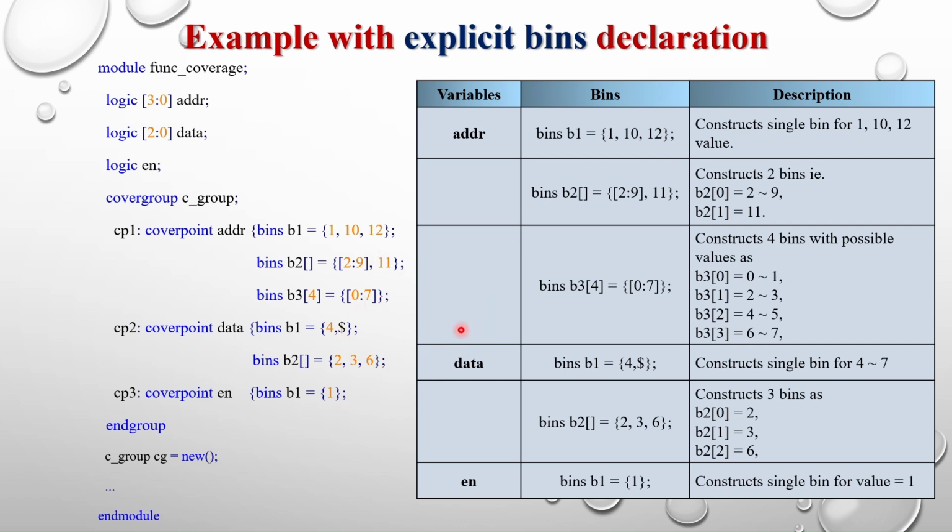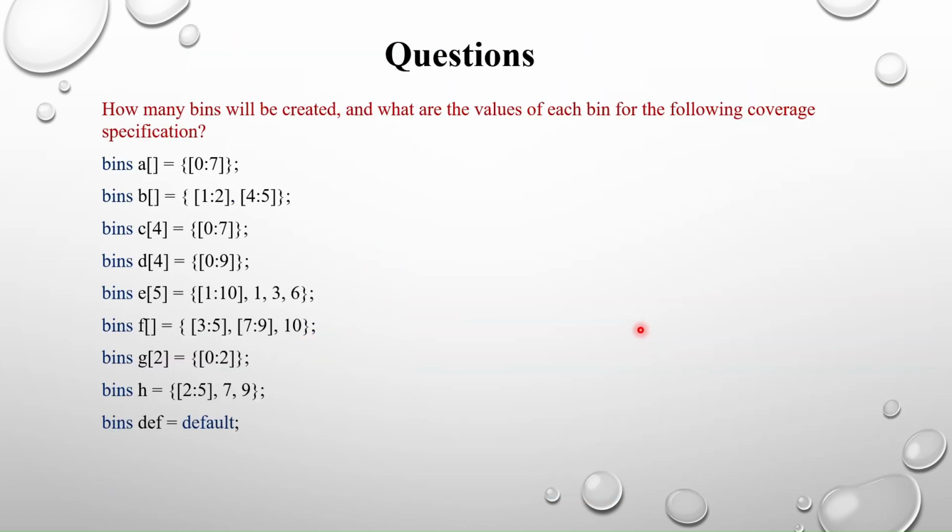So this is about the explicit bins, and I have an example in the next slide. How many bins will be created and what are the values of each bin for the following coverage specification? Just analyze this and try to give the answer in the comments.